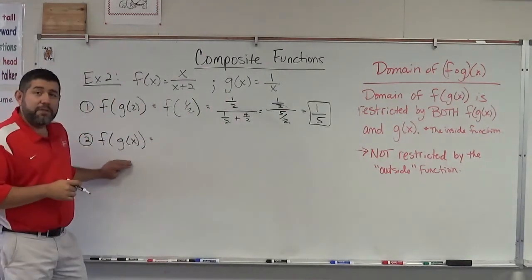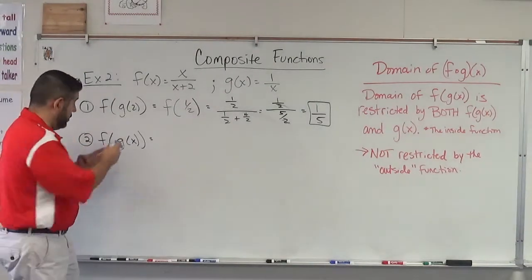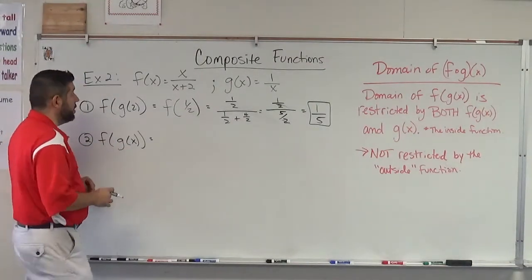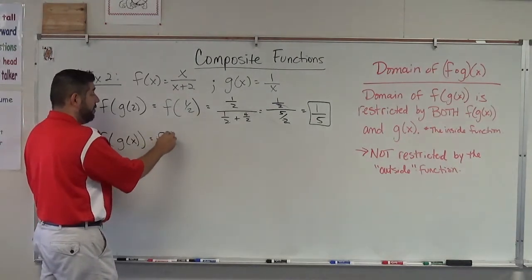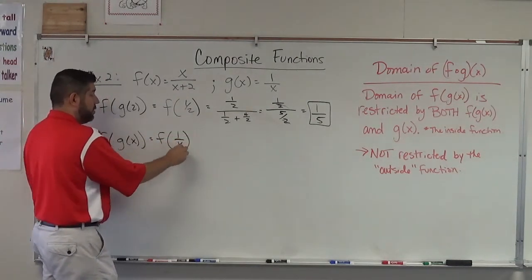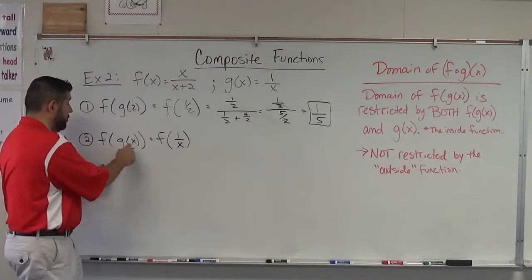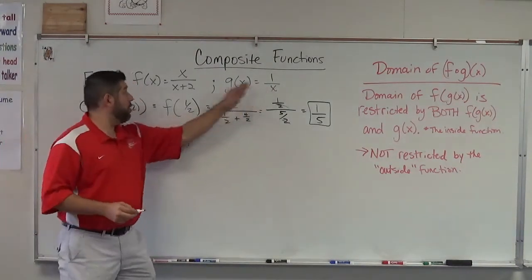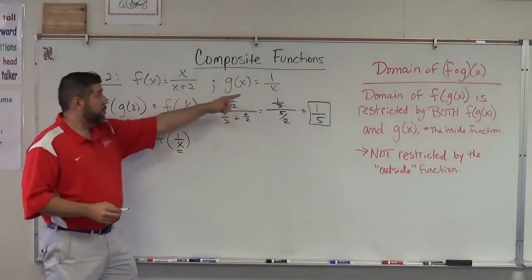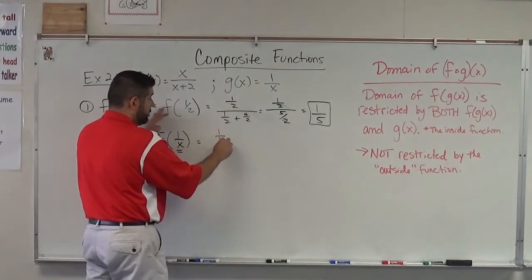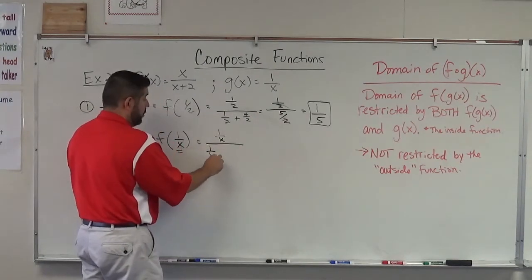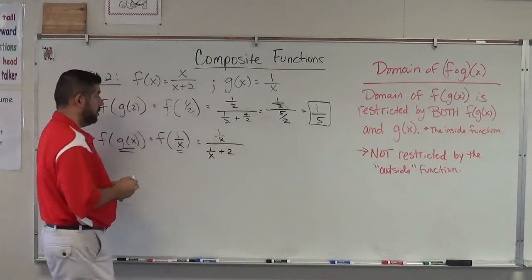Let's take a look at f of g of x, and then we'll look at the composite domain. So f of g of x is going to be f of 1 over x. All I'm doing is taking g of x and replacing all my x values in f with 1 over x. So I'm going to get 1 over x over 1 over x plus 2.